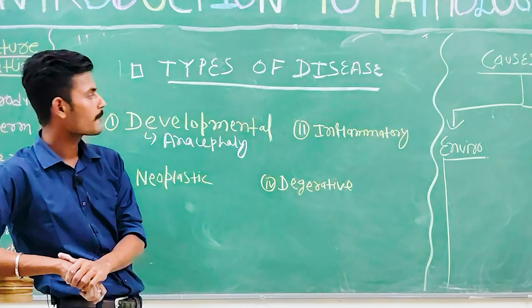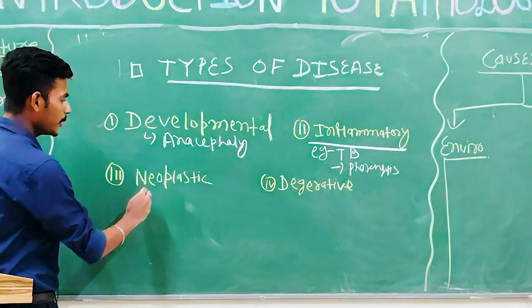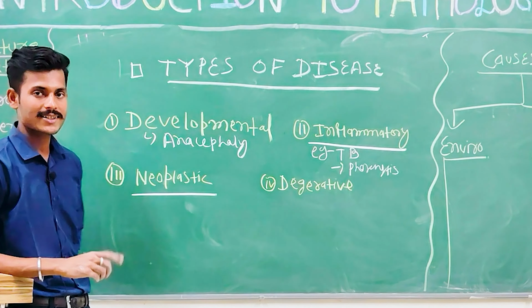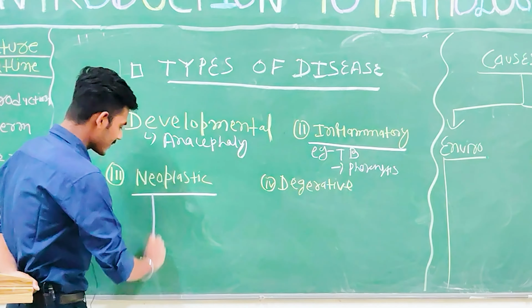Then there are diseases that occur due to microorganism interference. Pathogenic microorganism interference results in inflammatory diseases. An example is tuberculosis. Apart from it, there are pharyngitis, laryngitis, all the microorganism diseases. Then you have neoplastic diseases. Neoplastic diseases are basically cancerous diseases, both non-cancerous and cancerous.